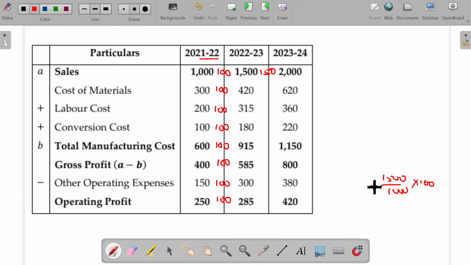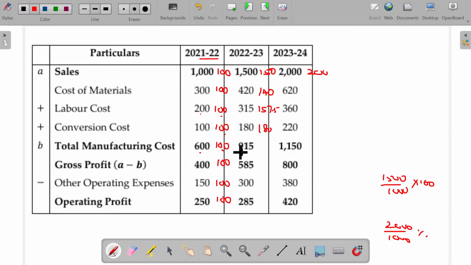Okay. Similarly, what about 22-23? 2000 from the base 1000, which is the base year. 21-22 is the base year. The number in the year in which you are going to calculate it, divided by the base year's value in the denominator, you can represent that in percentage. Then there should be 200. 300 is 100 means 420 should be 140. And 315. 200 is 100 means 315 should be 157.5. Am I right? 100 is equal to 100 means 180 should be 180.